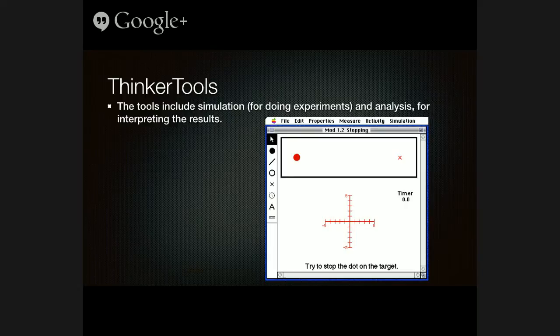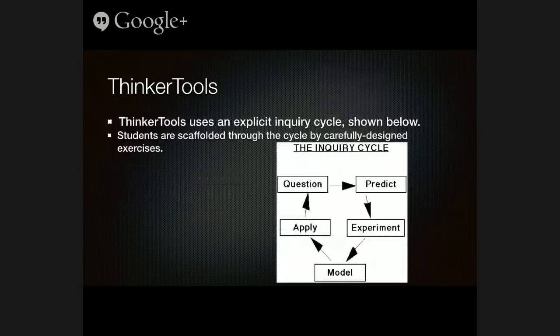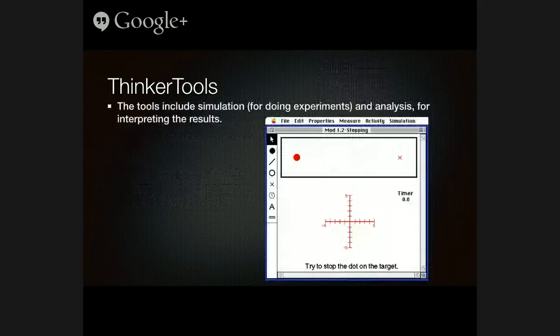In the physical world, if I ask you what happens if you change x less than 8 to x greater than 8, that's something you can really quickly test. It's very easy to go through this cycle of questioning, predicting, experimenting, modeling within that context.